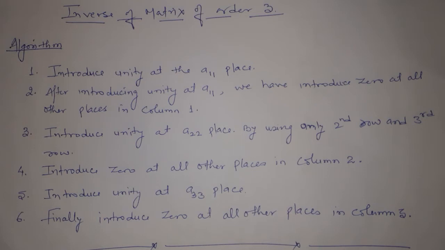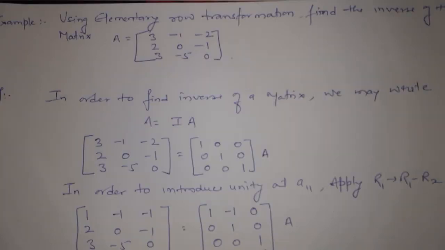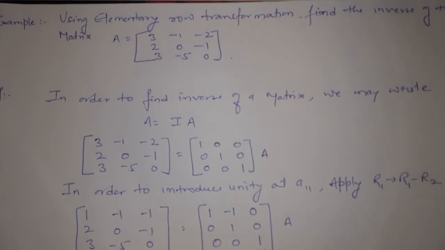Now, step 5. Introduce unity at A33 place. Finally, step 6. Introduce 0 at all other places in column 3 other than A33. Children, if you follow all these 6 steps systematically, then you can find inverse of matrix of order 3 easily. Now I'm going to explain this with an example.